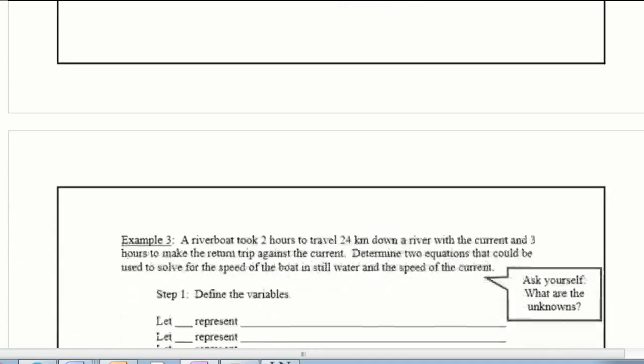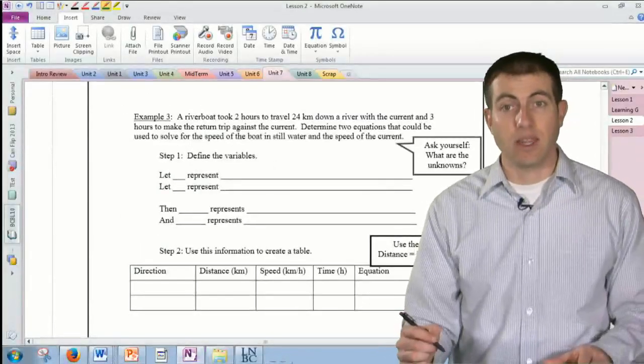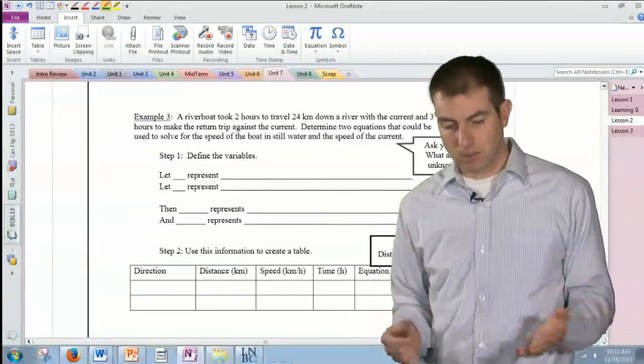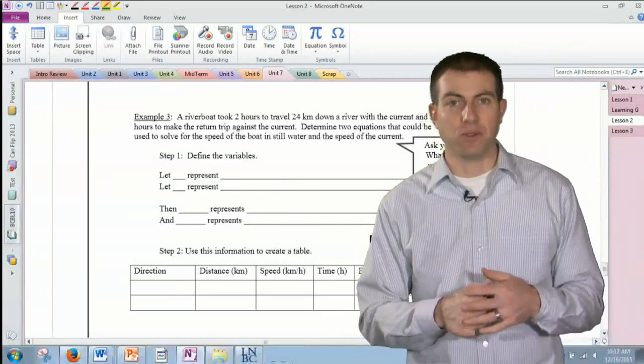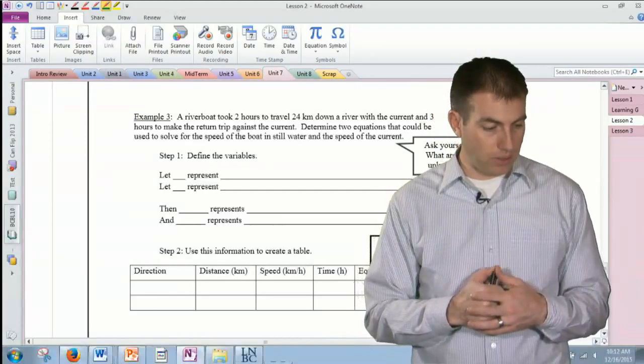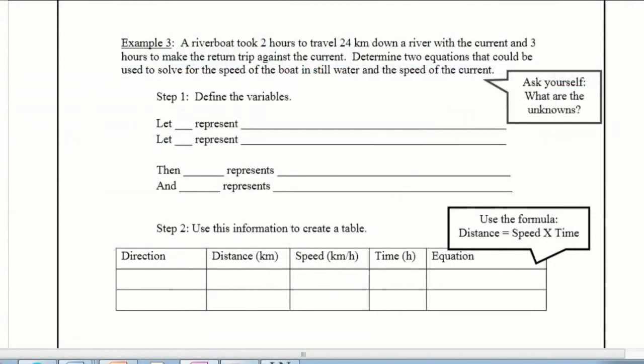I want to just jump down to the 3rd example, because this is a hard one to set up. I have a feeling you might be better at it now after seeing a few other examples, but I want to try to get through this. So the question, riverboat, 2 hours to travel 24 kilometers downriver with the current and 3 hours to make the return trip against the current. Determine 2 equations that could be used to solve for the speed of the boat in still water and the speed of the current. So the idea is, how fast is the current going?